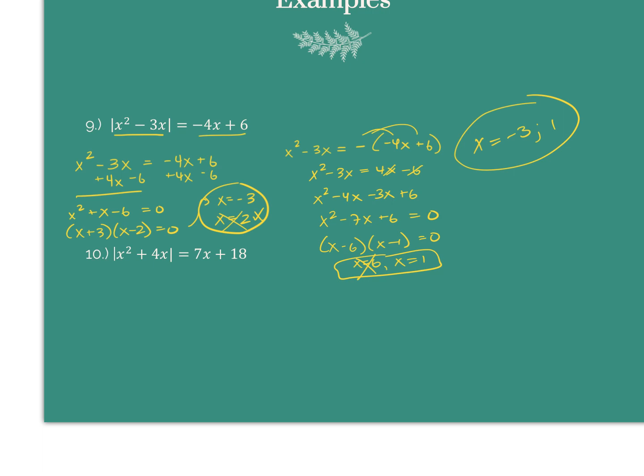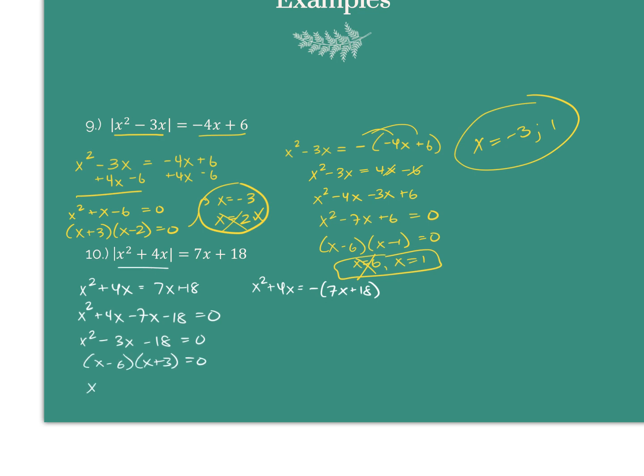Again, we come over to this problem here. We're going to start working it out. The absolute value is isolated, so we're going to do x squared plus 4x equals 7x plus 18. At the same time, we know that x squared plus 4x is going to equal the opposite of 7x plus 18. On the left side, I'm going to move everything over. I've got plus 4x, I'm going to subtract 7x, and I'm going to subtract 18. I get x squared minus 3x minus 18 is 0. It factors to x minus 6, x plus 3 equals 0. So x is 6, and x is negative 3.